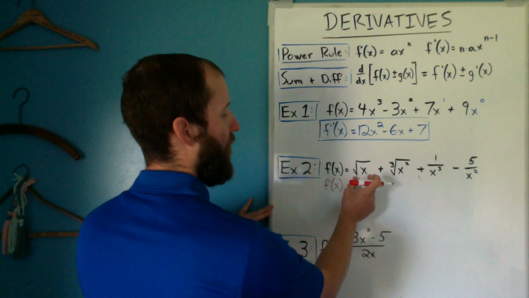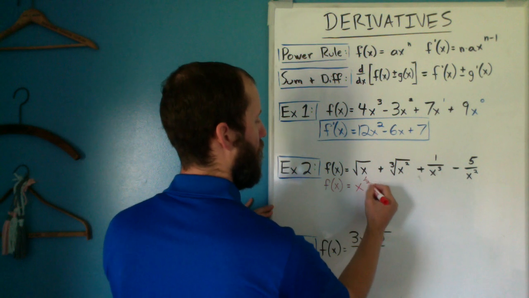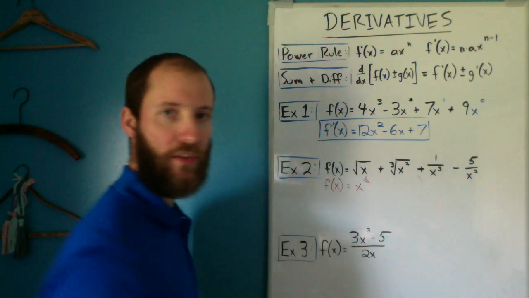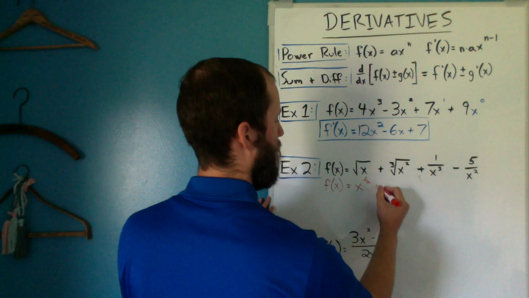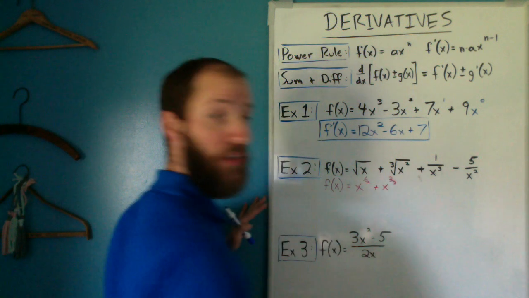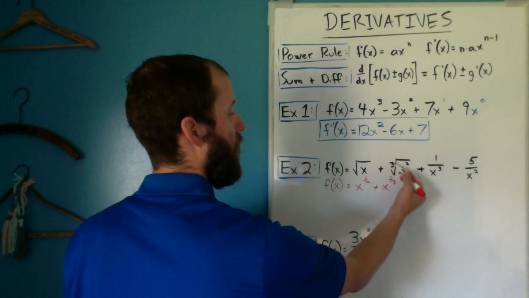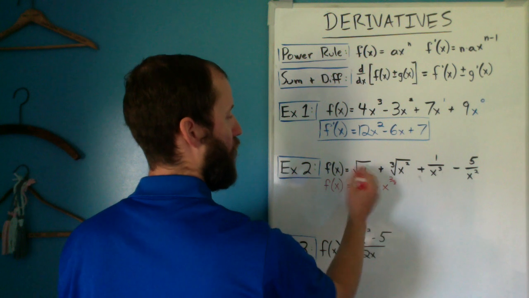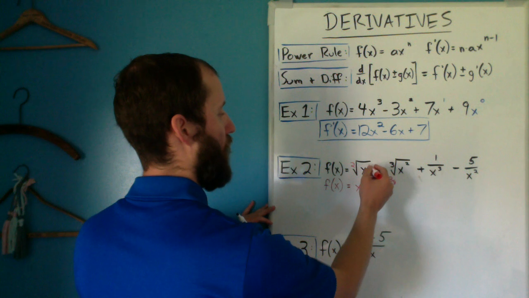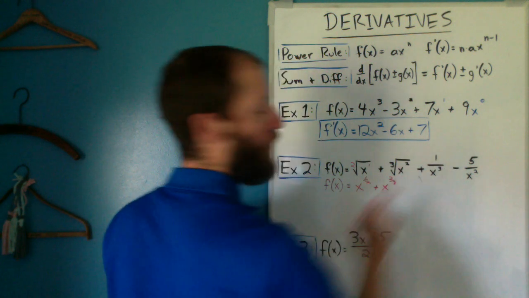So square root of x, to rewrite that with a power, that's x to the 1/2. The cube root of x squared, to rewrite that as a power, that is x to the 2/3. All right, the exponent becomes your numerator, your index becomes your denominator. Just like over here, technically there's a 2 and a 1. Exponent becomes your numerator, index becomes your denominator. This 1 over x to the 3rd.